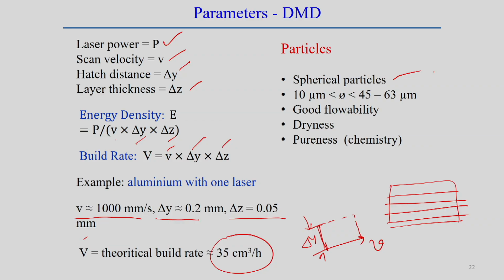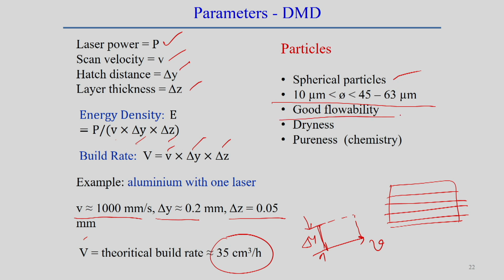Another important parameter in direct metal deposition, or in general additive manufacturing technology, is the particle shape and size. Particles are normally spherical, and the diameter is in the range of 10 micrometer, basically 45 to 63 micrometer. If you try to create uniform size particles, then the cost becomes very high to create that kind of metallic powder. In that sense, metallic powder becomes more costly as compared to the raw solid metal.